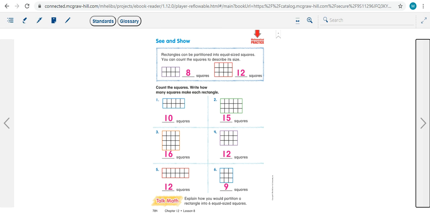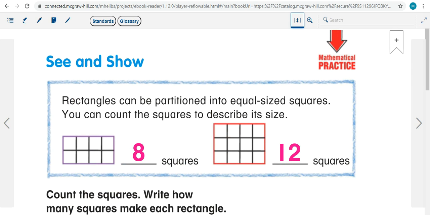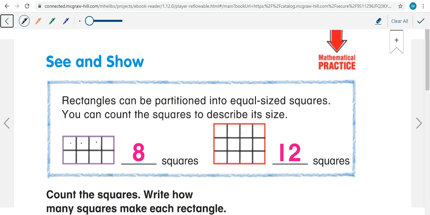Next page. Now, rectangles can be partitioned into equal sized squares. You can count the squares to describe its size. Now, let's count how many squares the first rectangle has. 1, 2, 3, 4, 5, 6, 7, and 8. The second one, let's count how many squares has this shape. 1, 2, 3, 4, 5, 6, 7, 8, 9, 10, 11, and 12.